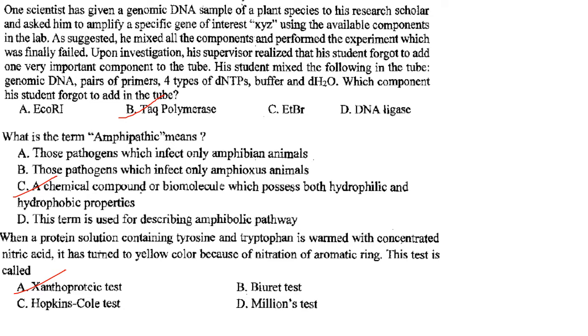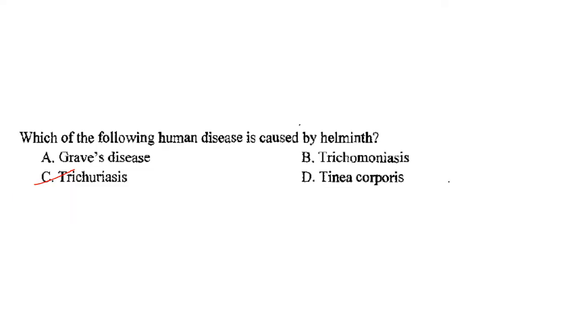Then what does the term amphipathic mean? Amphipathic means a chemical compound or biomolecule which possesses both hydrophilic and hydrophobic properties. So answer is option C. Then when a protein containing tyrosine and tryptophan is warmed with concentrated nitric acid, it turns yellow because of nitration of the aromatic ring. This test is called the xanthoprotein test. So answer is option A.